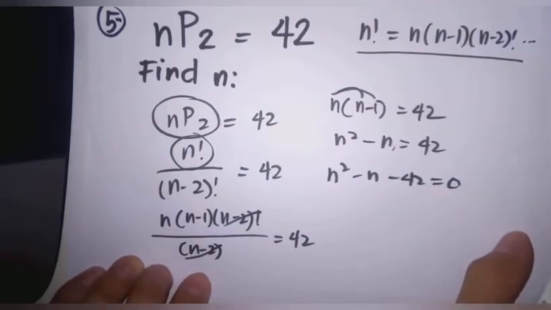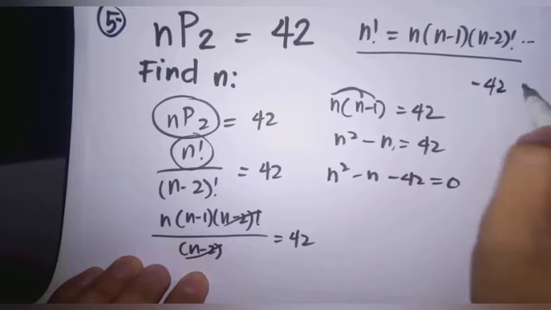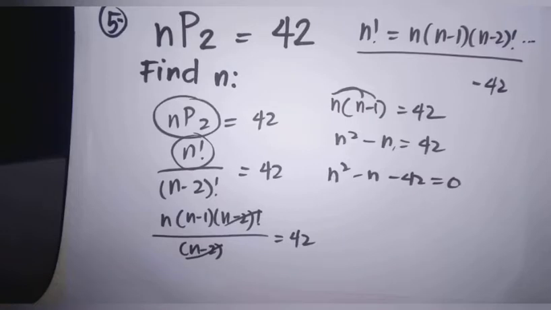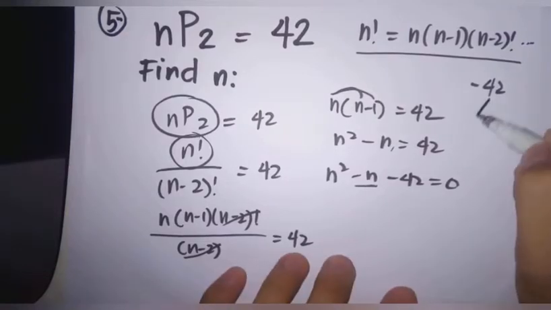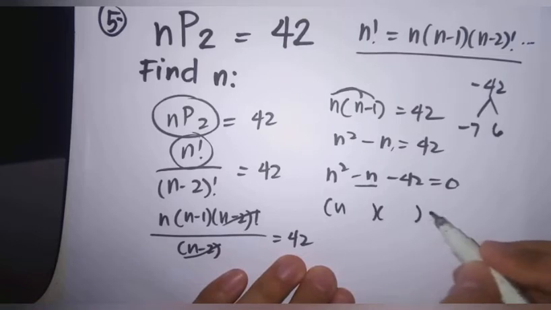N squared minus n, then yung 42 ilipat mo, that is negative 42 equals 0. Ngayon, ipapactor natin si n squared minus n minus 42 equals 0. Si negative 42, iisip tayo ng dalawang number na kapag pinag-times natin is negative 42 at kapag pinag-add natin ay negative 1, dahil dun sa nasa gitna. So, I think that is negative 7 and 6.